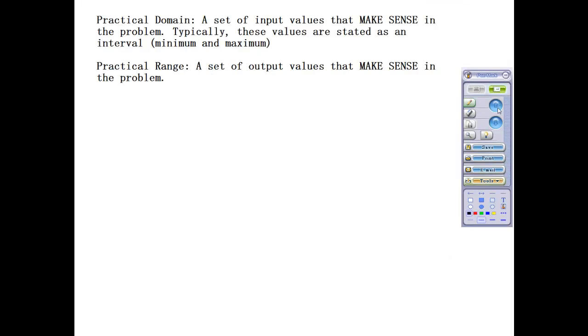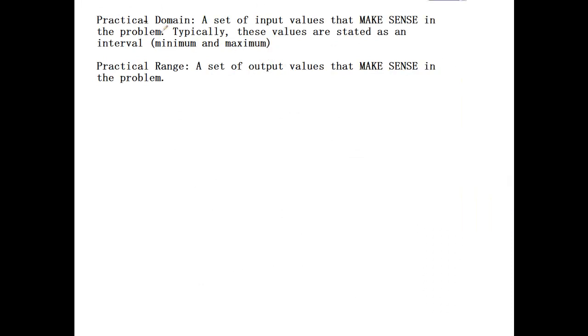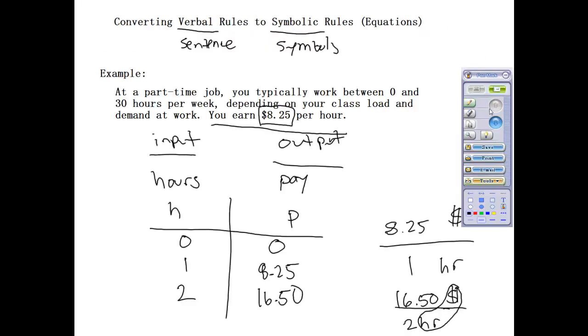One final thing that we'll talk about here is practical domain and practical range. Practical domain is a set of input values, set is important here, that make sense in the problem. Typically these values are stated as an interval, minimum and maximum. The practical range is a set of output values that make sense in the problem, again, stated as a minimum and maximum. So let's go back for a second and look at the part-time job problem.